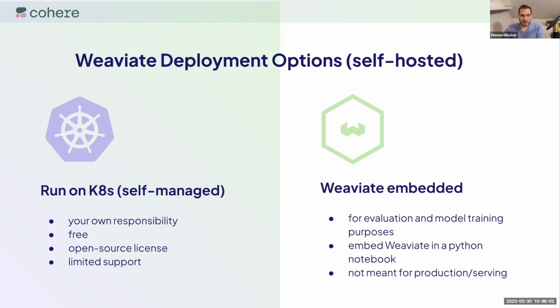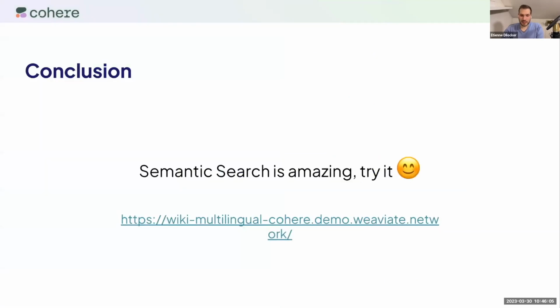Cool. So that is it from our side. Conclusion: semantic search is amazing. Live demos are a bit of a risk, but Nils had an awesome backup. So thank you very much for jumping in with that backup.